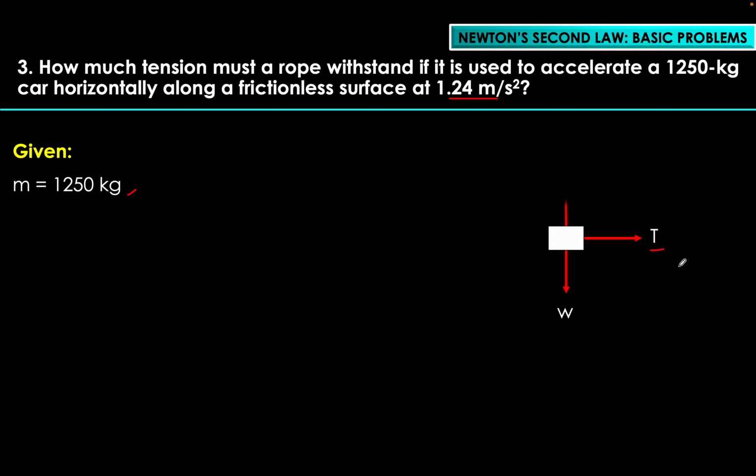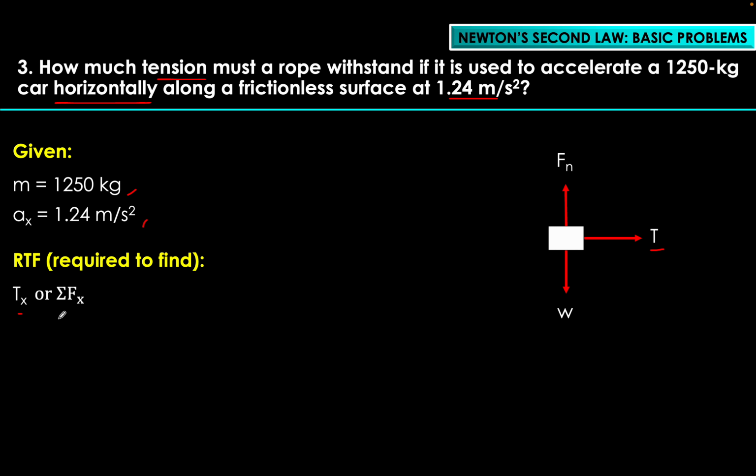Then we have vertical forces, weight and normal force, that we don't really care about because our concern here is obviously horizontal motion. And then the acceleration of that car along the x-axis is 1.24 meters per second squared. Required to find, of course, is the tension force along x, because that is directly stated in the problem. Take note that you can also consider sigma Fx as your required to find, because there are no other forces acting along x. So the tension force that we are trying to solve for would also automatically be the net force acting along the x-axis.